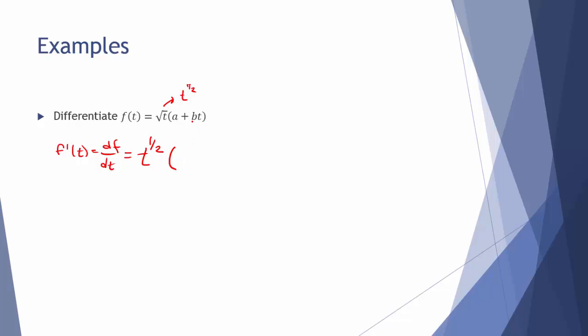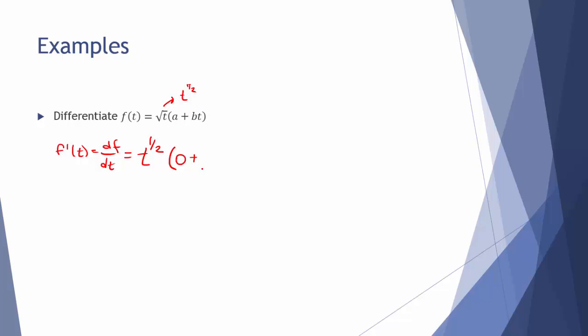times the derivative of a plus bt. So what's the derivative of a with respect to t? A is considered a constant, so its derivative will be 0. I'll go ahead and write it in. You don't have to, but just so it's obvious where I'm getting my numbers. Then what's the derivative of bt?